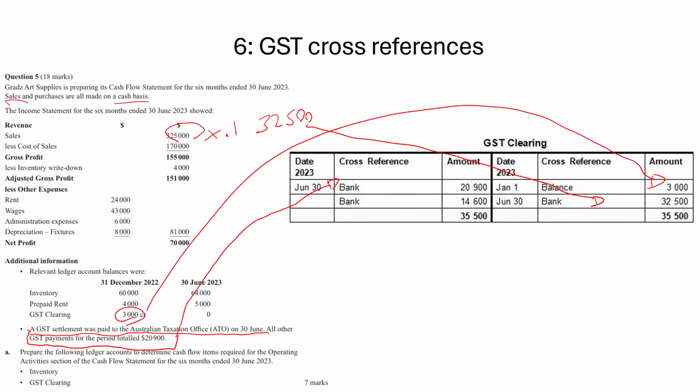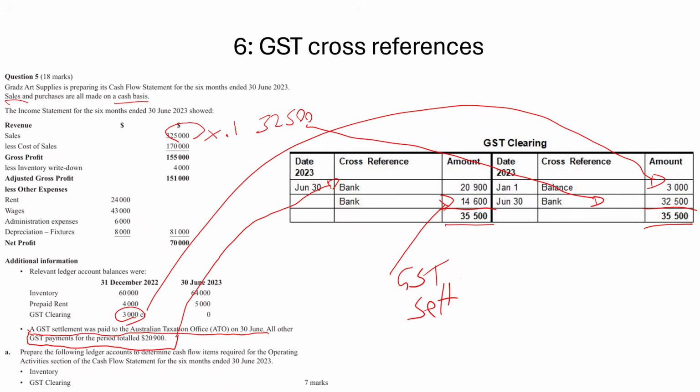There's no such ledger as GST receipts. So therefore, we credit our ledger with a cross-reference to bank. Now, in terms of the actual settlement, we total up our credits, we put a match in terms of our debits, and we work backwards to work out the value of our GST settlement.